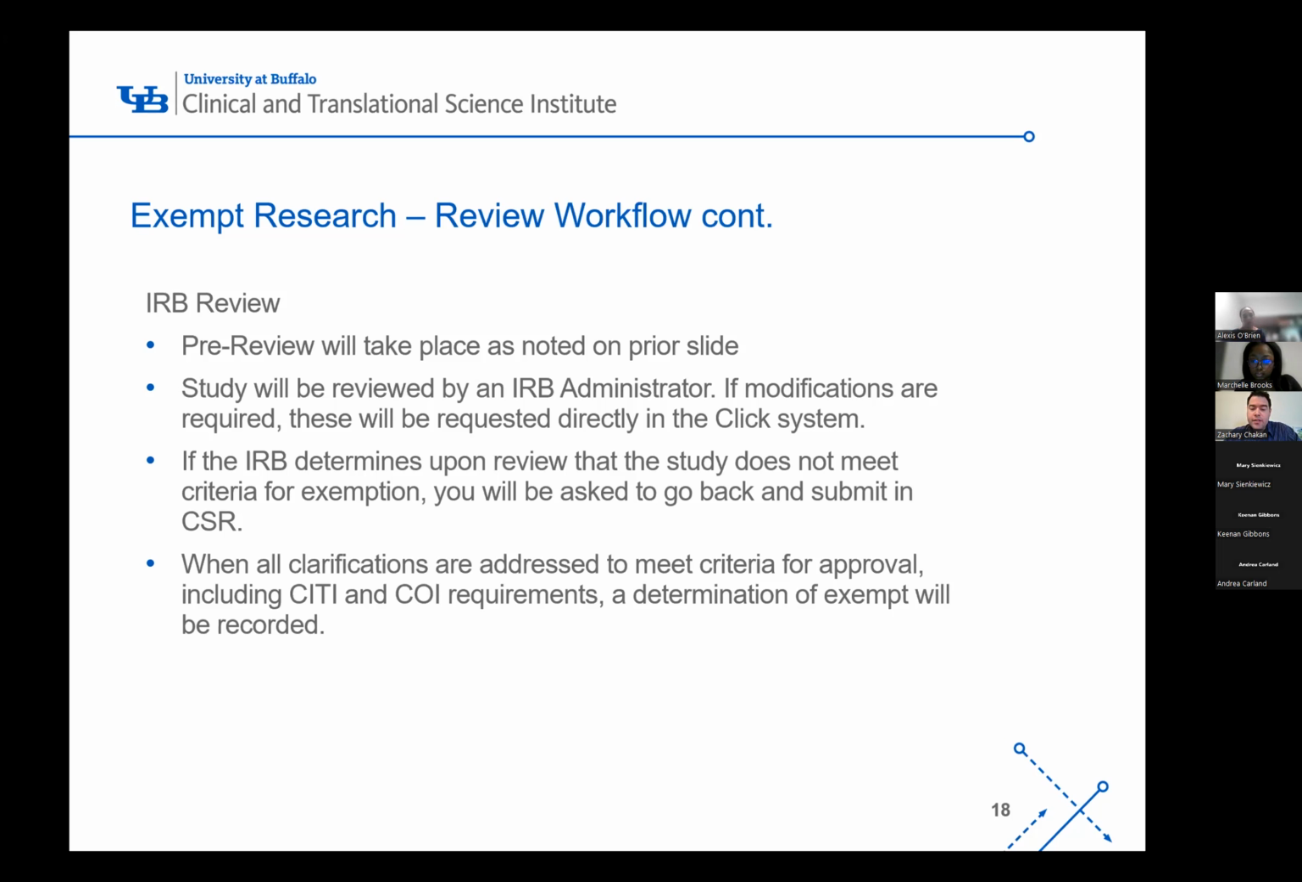Now, if the IRB determines upon review that the study does not meet criteria for exempt, you'll be asked to go back and submit in central study registration. That's not really the biggest deal in the world, and it happens very rarely after a review takes place, but theoretically it could happen. And when all clarifications are addressed to meet the criteria for approval, including all the CITI and conflict of interest requirements, we will record an exempt determination in your study and approve it. Then it will show that your study is approved.